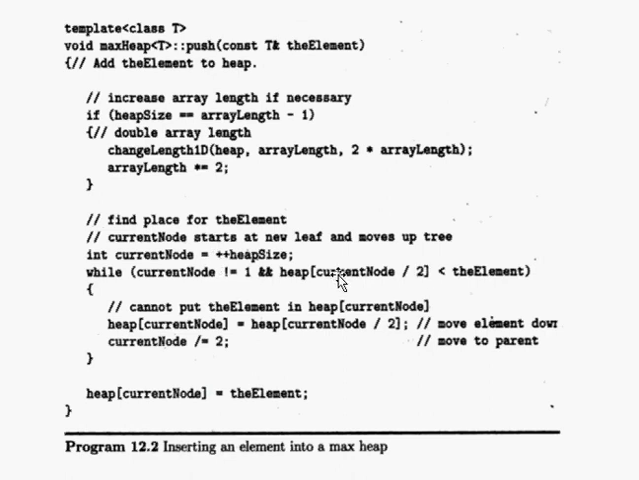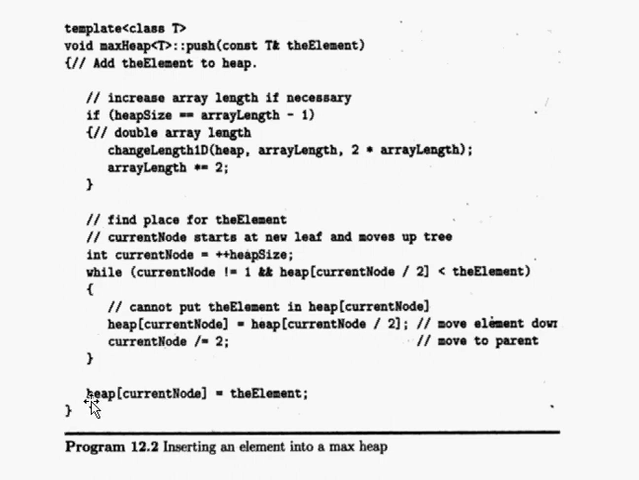Is it okay? So heap of 5 is less than the element. Yeah, actually heap of 5 value is 7, and it is greater, right? So this is 7, and it is actually greater than the element, so it does not enter this while loop. Which means that's the correct position for your current node to insert the element.